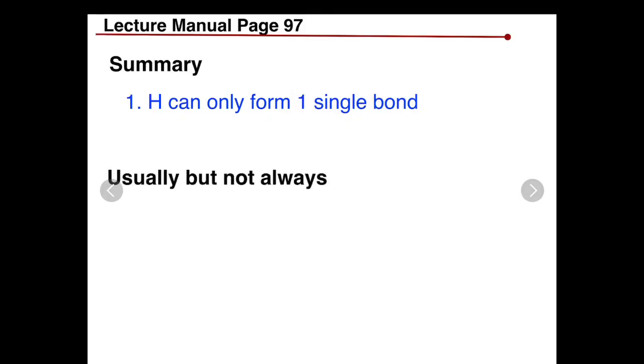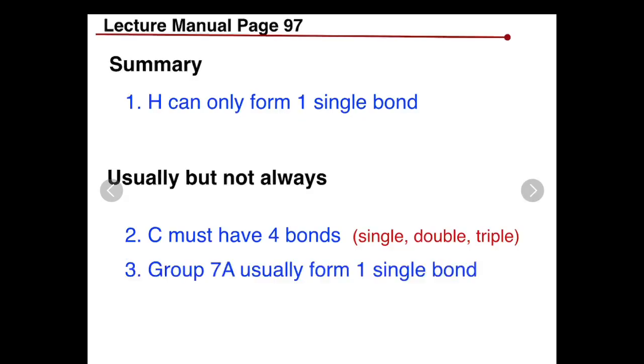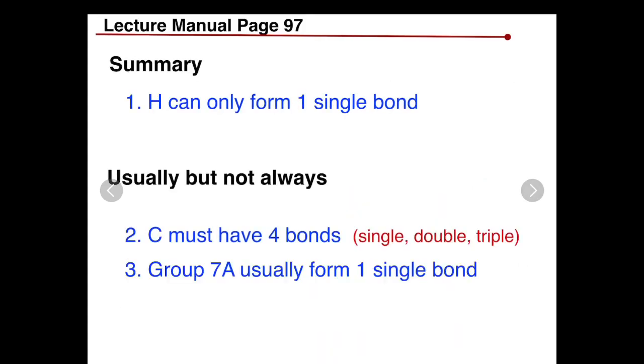Okay, and then the next general rules, this is usually but not always. What you are going to observe is that carbon has 4 bonds. Okay, and these 4 bonds can be a combination of single bonds, or single bond and double bond, or double bond and triple bond, right? It's one of those, but the total will come out to 4 bonds. Okay, and usually but not always for group 7A. So for example, in this group right here that I'm going to show you, group 7A, most of the time it's going to form one single bond, but it's not always. There will be some exceptions later that we're going to take a look at.